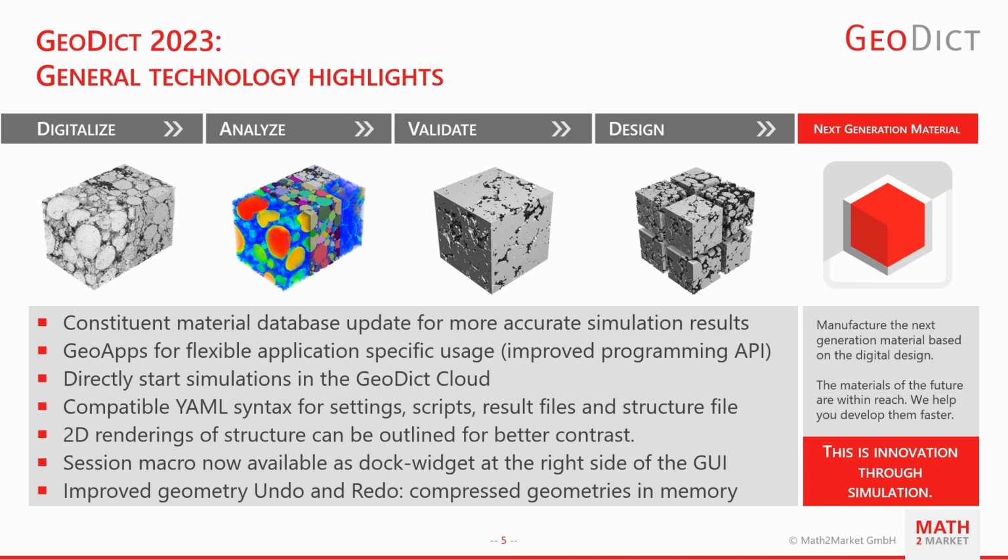Geodict has a unified YAML file syntax now to provide easy-to-parse files and a better compatibility with the Python macros and scripts. It allows to render structure outlines in 2D for better contrast, which was used on slide 3 in this presentation. The session macro is available now as a dock widget at the right side of the main GUI. A faster and more reliable structure undo redo is available where the old compressed geometries are kept in memory.